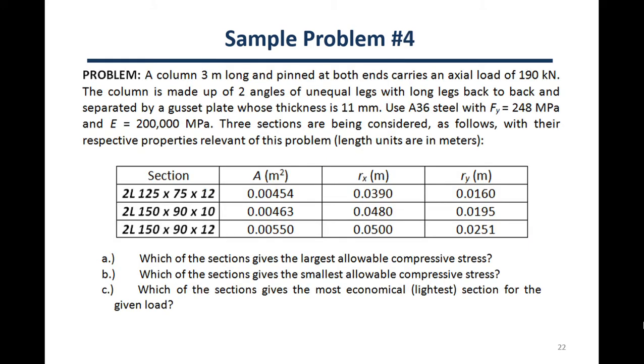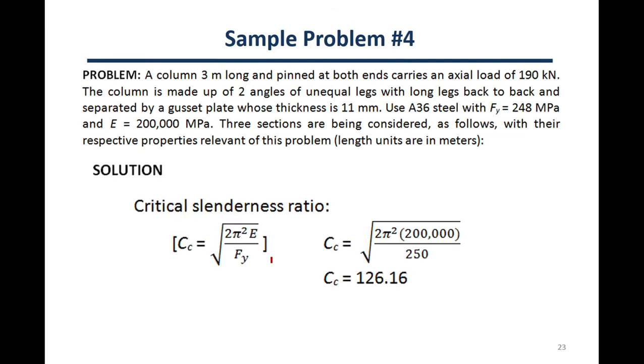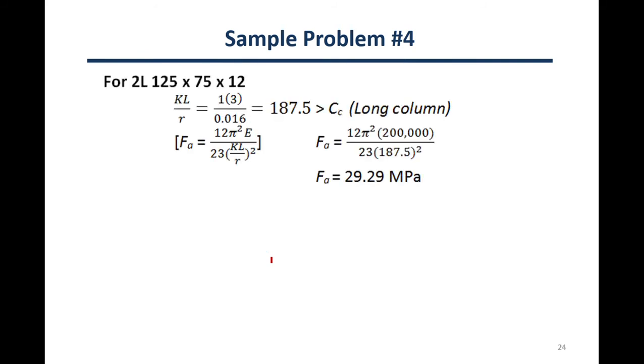So, we have here dalawang column. Yan ay dalawang angle, an equal length. So, nagbigay yung mga length niya. Here, here, here. So, dalawa yan, ha? Ayan, o. Dalawa. Baka makalimutan nyo na dalawa yung gagamitin nyo. Okay. So, we have to get for the critical slender ratio, 126.16. Then, after that, we have to get for the KL over R. So, lumilitaw na mas malaki ang 187.5. That is KL over R. So, we can get the formula of FA. So, using the FA, we have 29 megapascal.